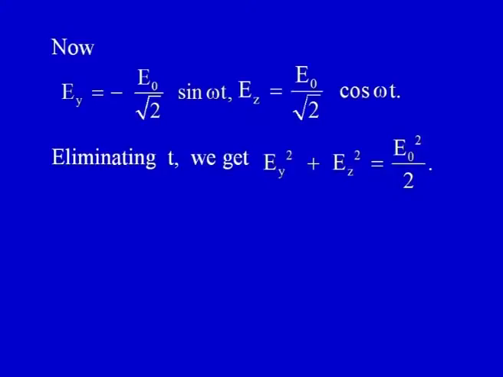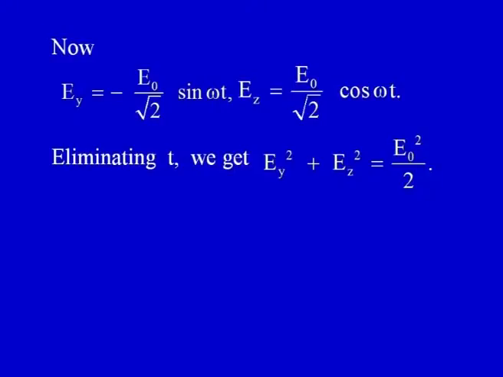Now, finally, at this stage, Ey is given by minus E0 upon square root of 2 sin omega t, and Ez is equal to E naught upon square root of 2 cos omega t. Eliminating t, we again get the equation of a circle. Ey square plus Ez square is equal to E naught square upon 2.